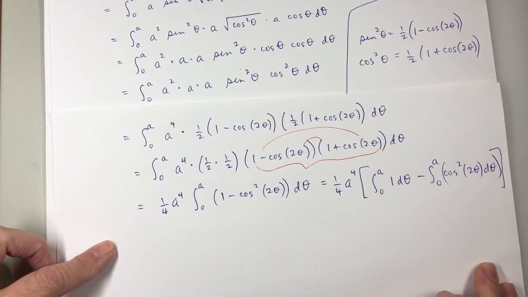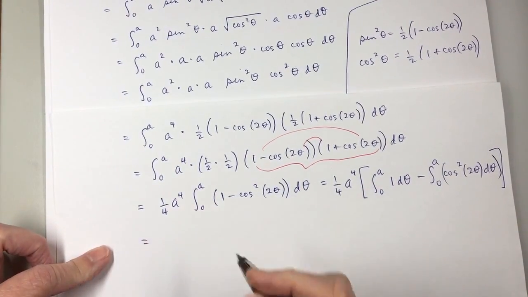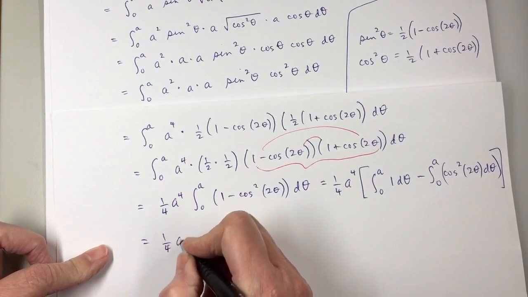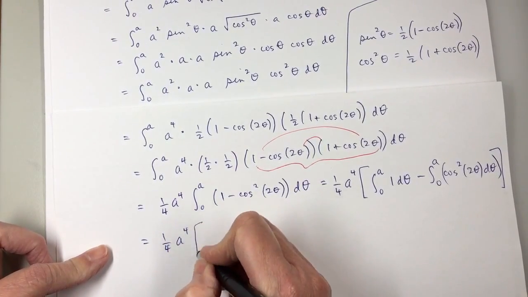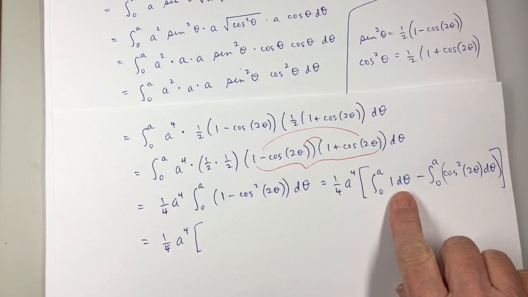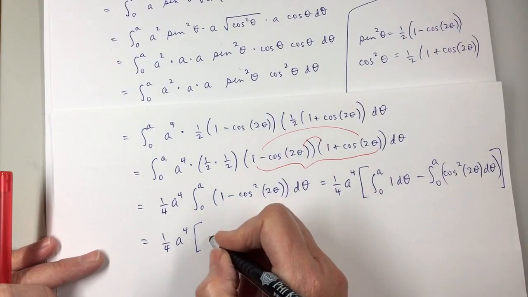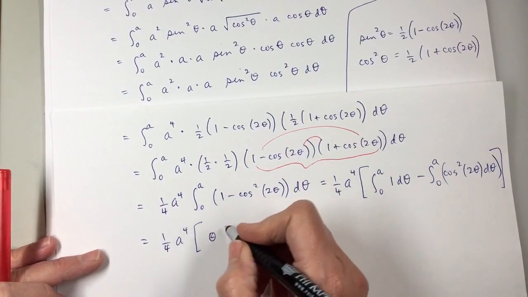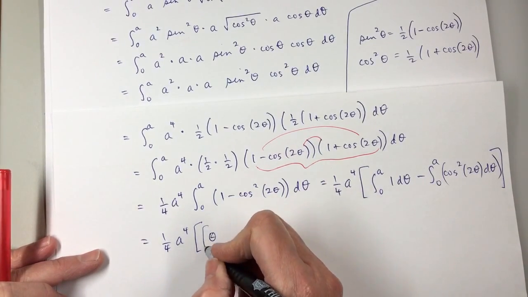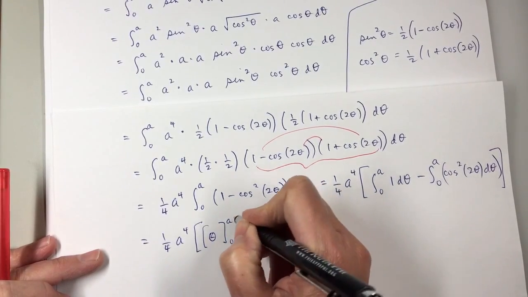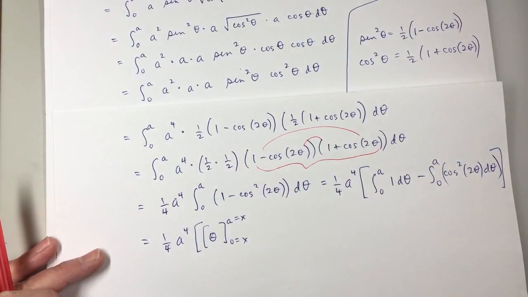Now, this will be 1/4 a to the 4th. And let's go ahead and say, what's the antiderivative of 1 d theta? That is theta. Now remember, these values, 0 to a, those are for x. I've got to go back to x.